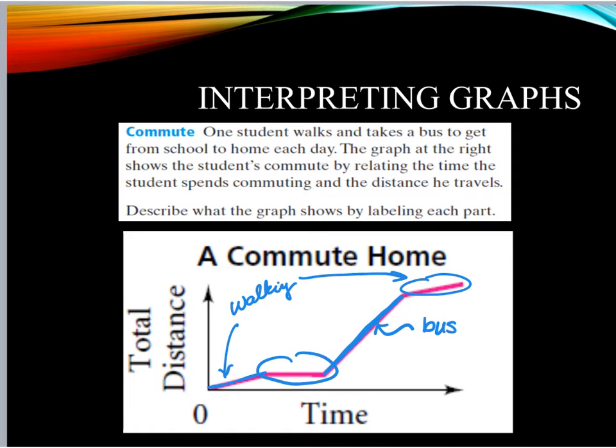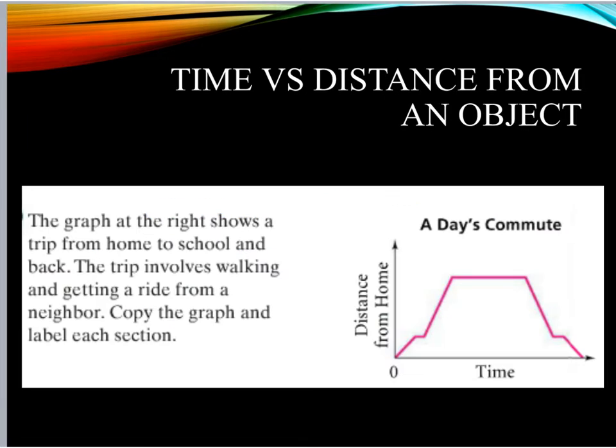And then this region right here is leveled off. Because they're not really moving or making any distance at this time, this tells us that they are most likely waiting for the bus here. And that's because, again, we're spending time there, but we're not going any distance. So based on just looking at the slopes and how fast things increase or decrease, we're able to tell what's going on with this person's commute.